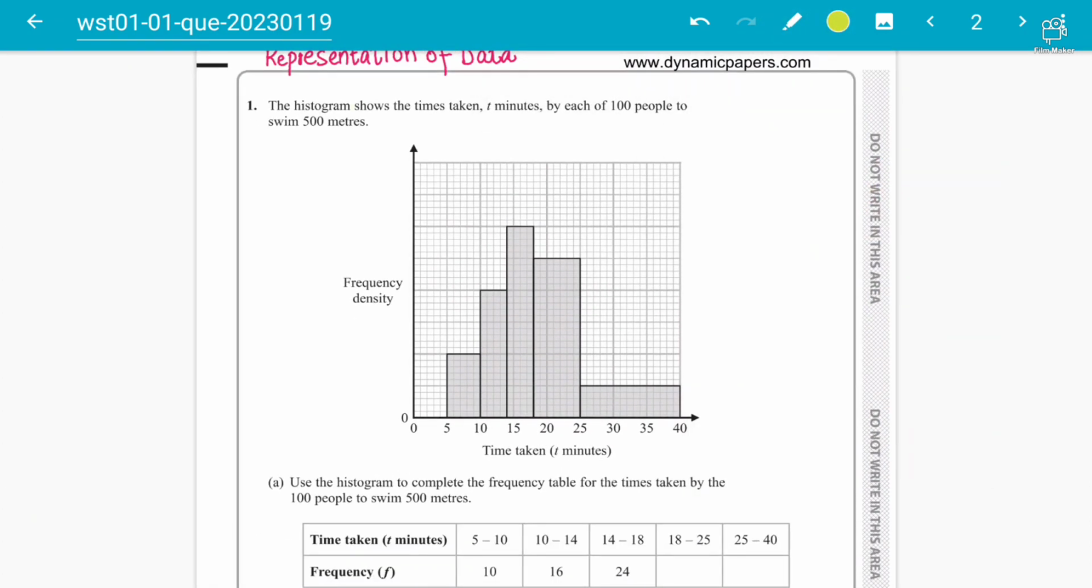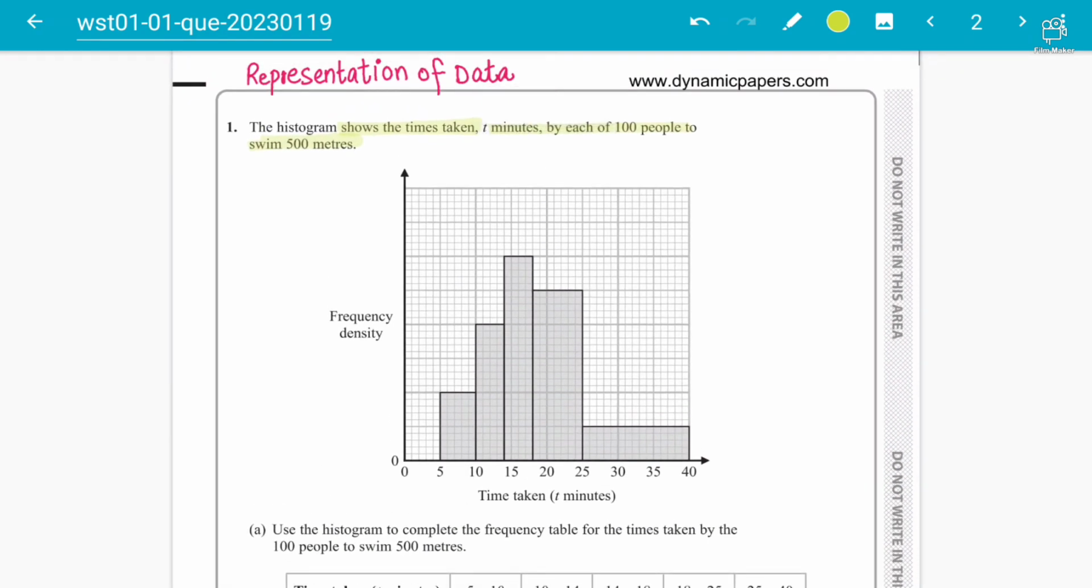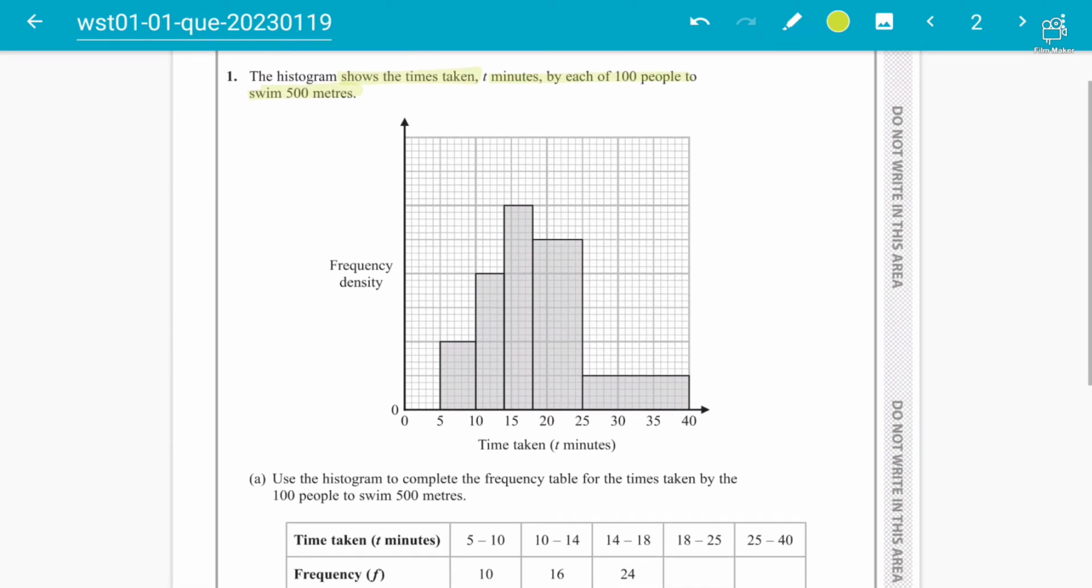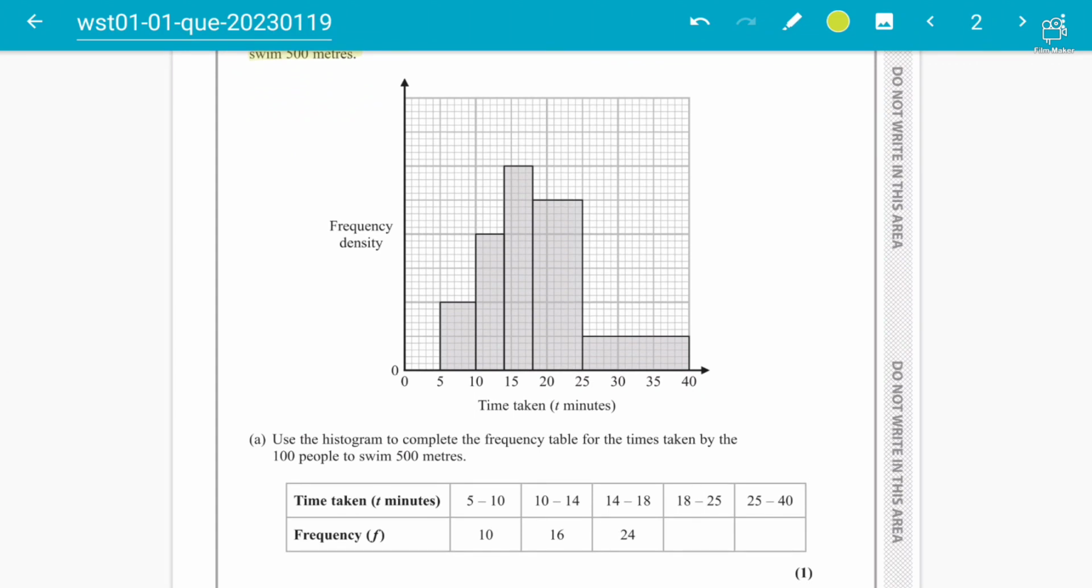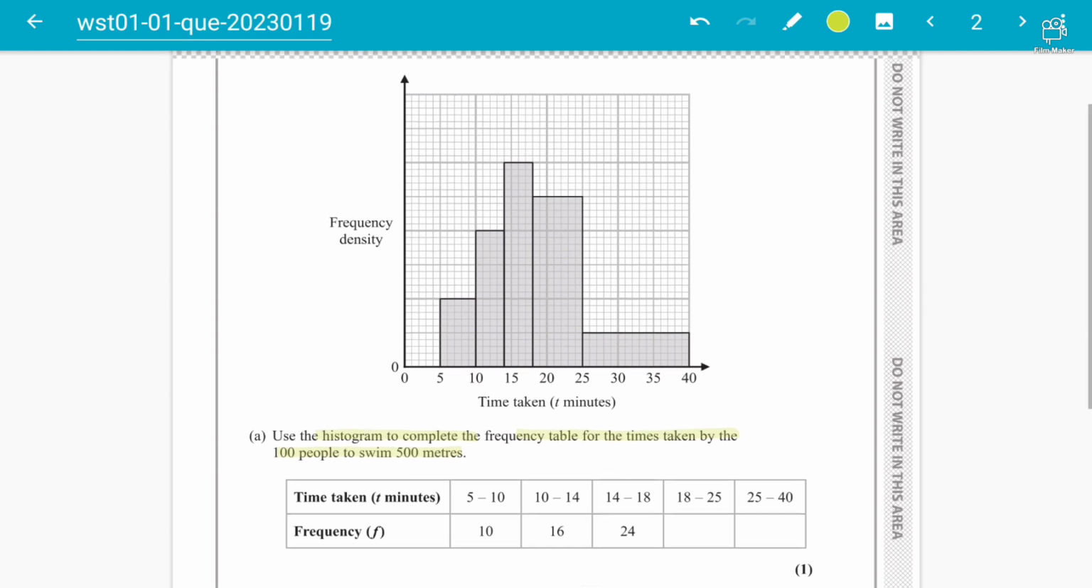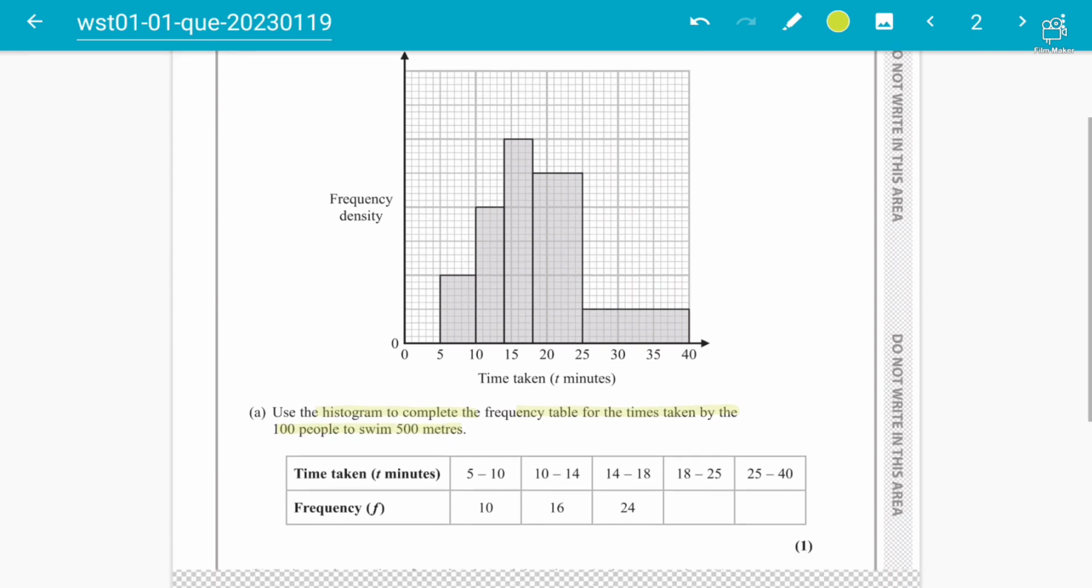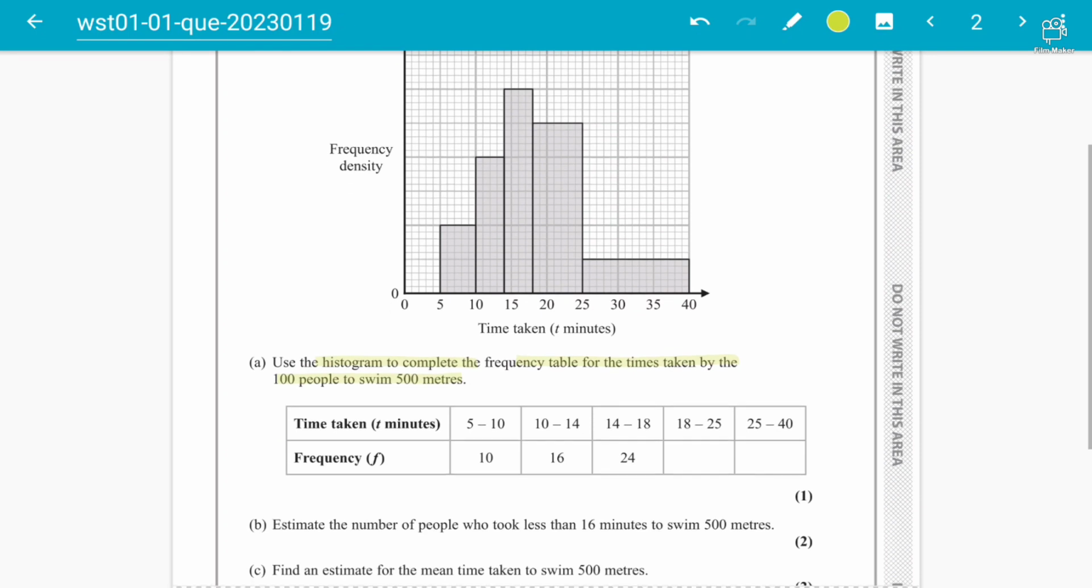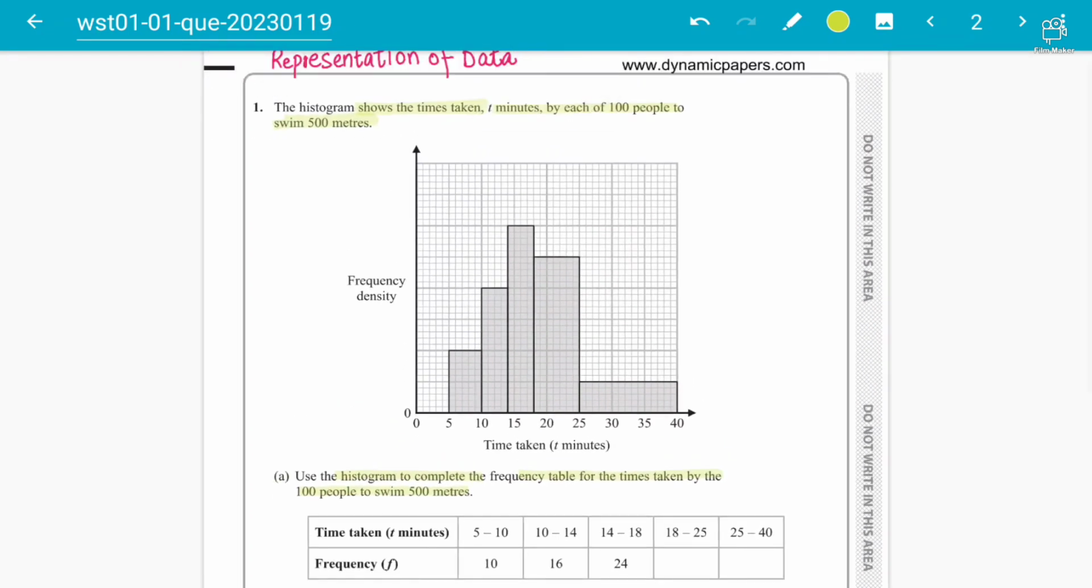The histogram shows the times taken, t minutes, by each of 100 people to swim 500 meters. We have to use the histogram to complete the frequency table for the time taken by the 100 people to swim the 500 meters. Let's first understand how the data is given.